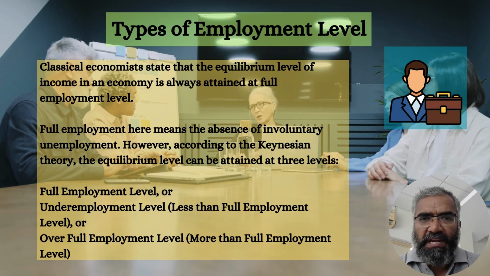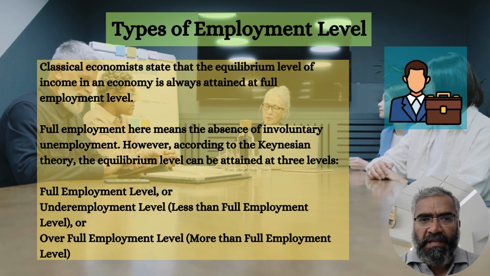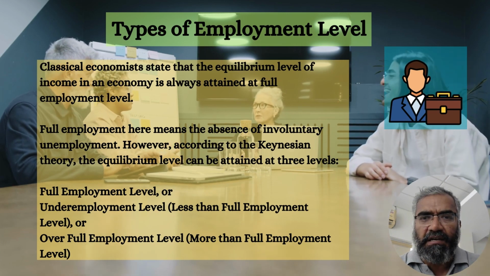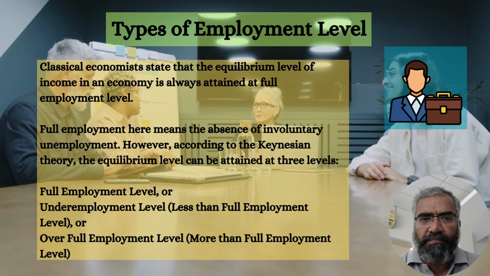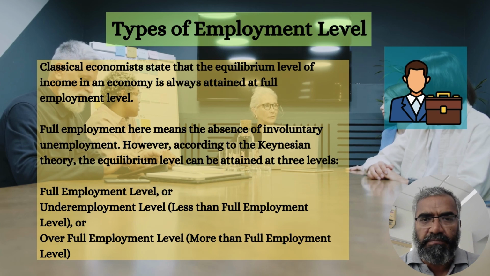Everyone. Today let's discuss types of employment level. Classical economists state that the equilibrium level of income in an economy is always attained at full employment level. Full employment here means the absence of involuntary unemployment.